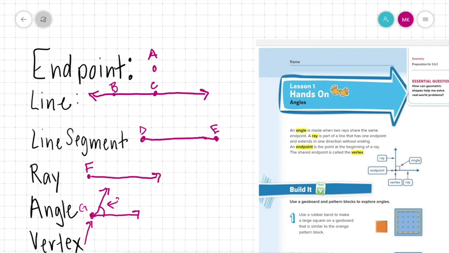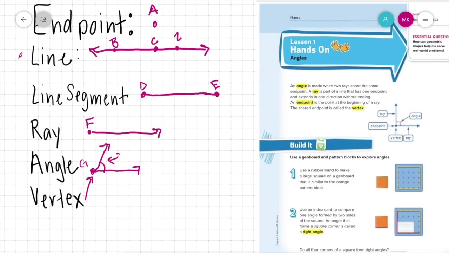The next thing is a line. A line extends in both directions. You need the arrows. And it normally has 2 points or could have more points. I could add a point if we wanted to say Z. And this line would be called line BC.